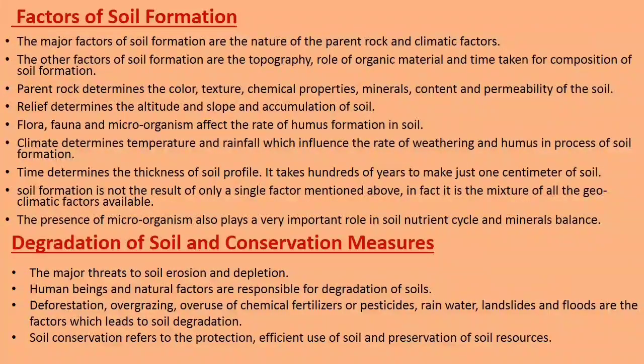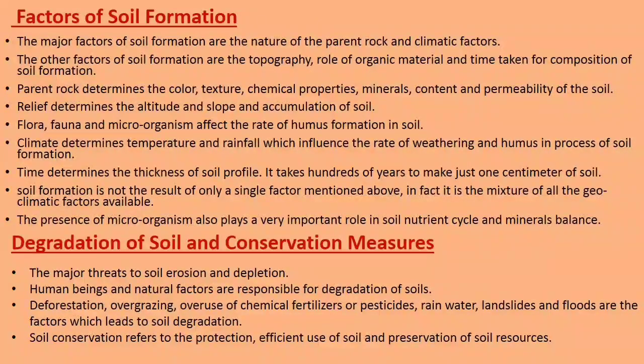Degradation of soil and conservation measures. So how has the soil been degraded and depleted, and how can we conserve it? A major threat to soil erosion and depletion is the human being, and natural factors are also responsible for degradation of the soil. Deforestation, overgrazing, overuse of chemical fertilizers or pesticides, rainwater, landslides, and floods are the factors which lead to soil degradation.